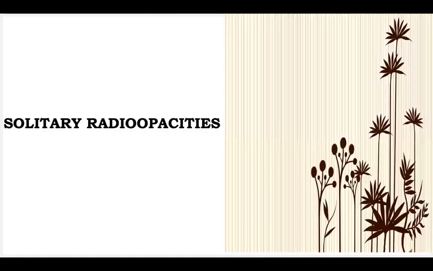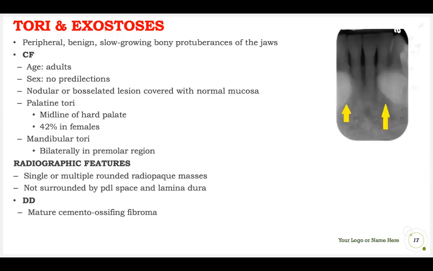The next is solitary radiopacities. The first one is tori or exostosis. It is a peripheral, benign, slow-growing, bony protuberance of the jaw, mainly affecting adults. There is no particular gender predilection. Palatine tori is an example affecting the hard palate. Mandibular tori is another one that is seen bilaterally, mainly in the premolar region.